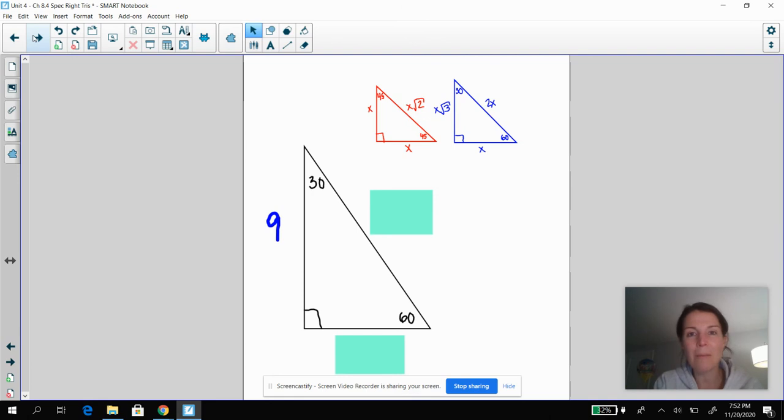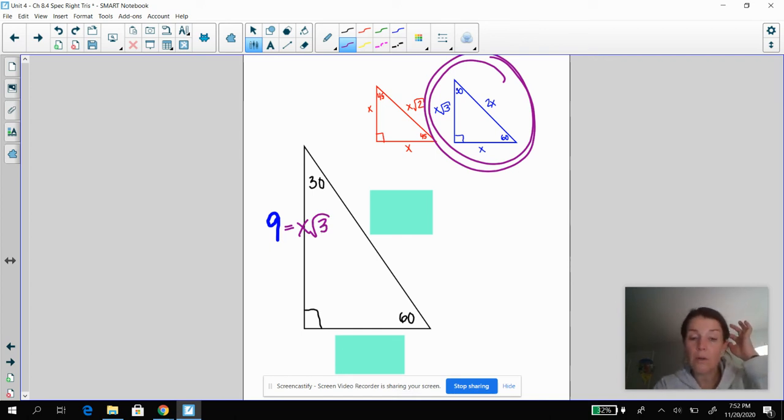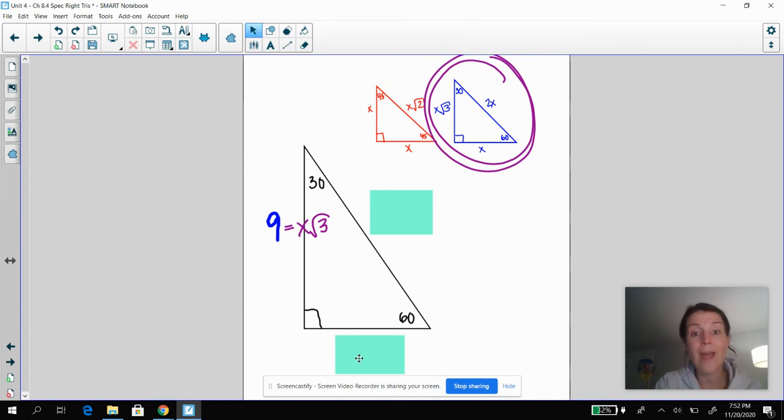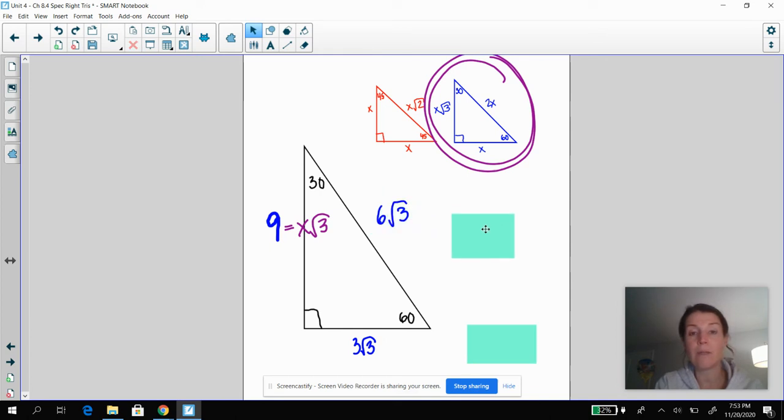All right, last problem. Here we go. Pause the video and then come back. Okay, we're back. So hopefully you figured out that this is a 30, 60, 90 triangle. And the side length that you were given here, this is going to be your x root 3. So you have to do a little work in order to simplify this one. And so hopefully you figured out that your x side length is 3 root 3. And then your 2x side length is going to be twice that, so 6 root 3.